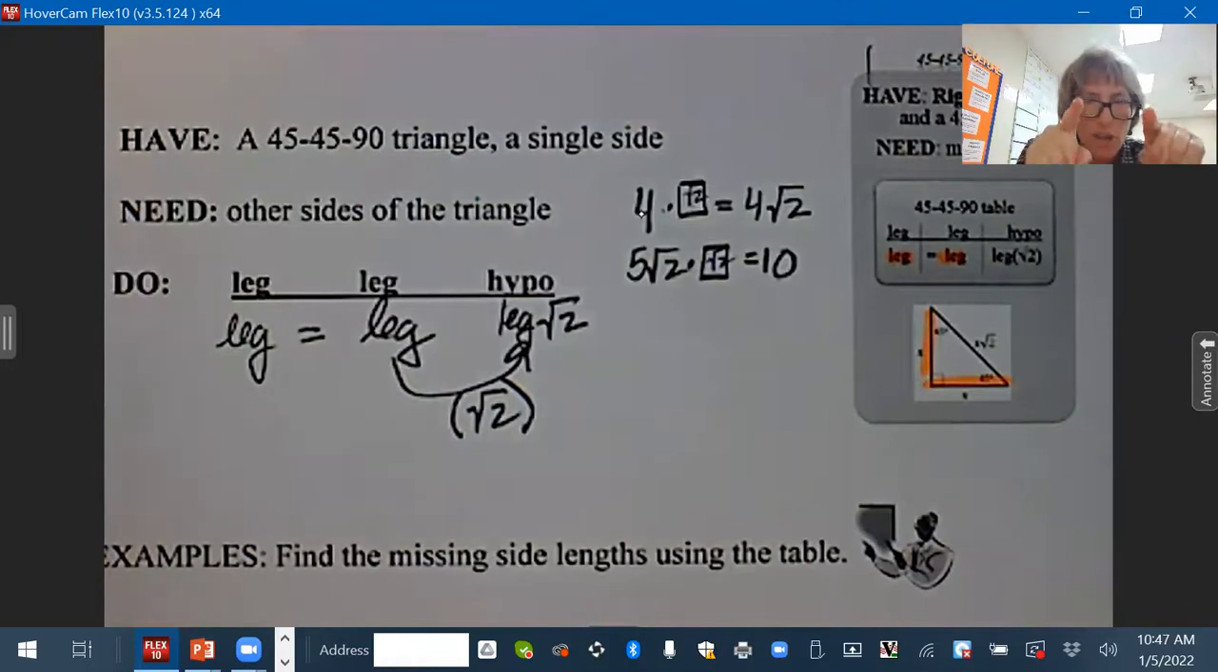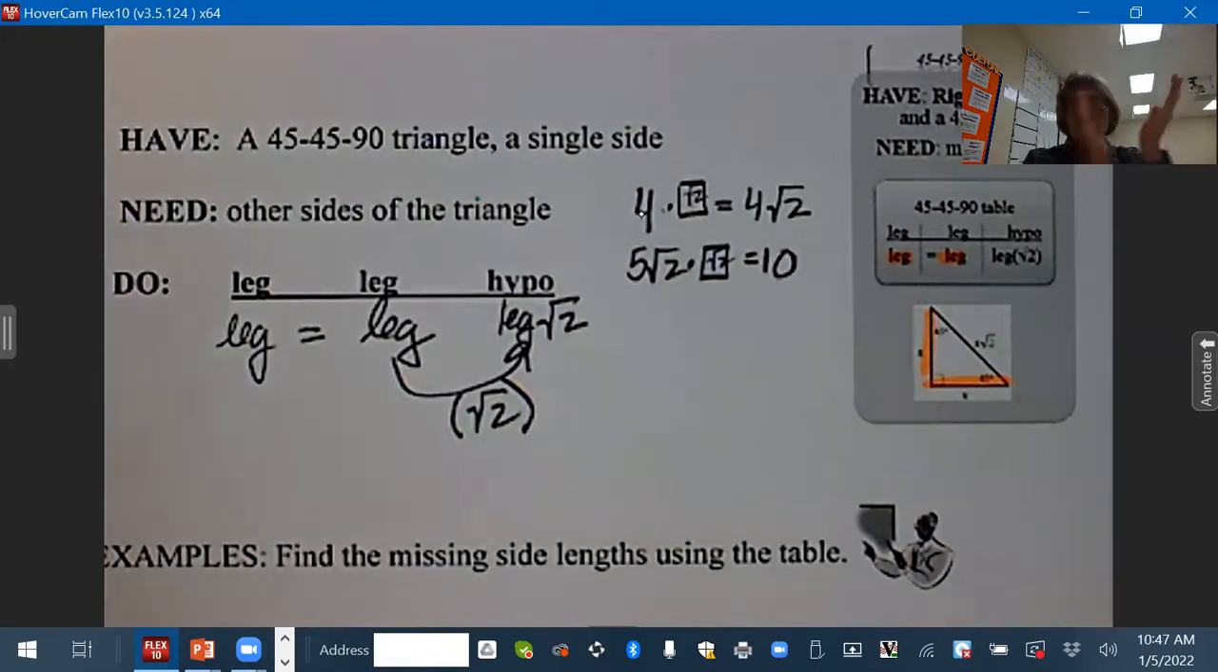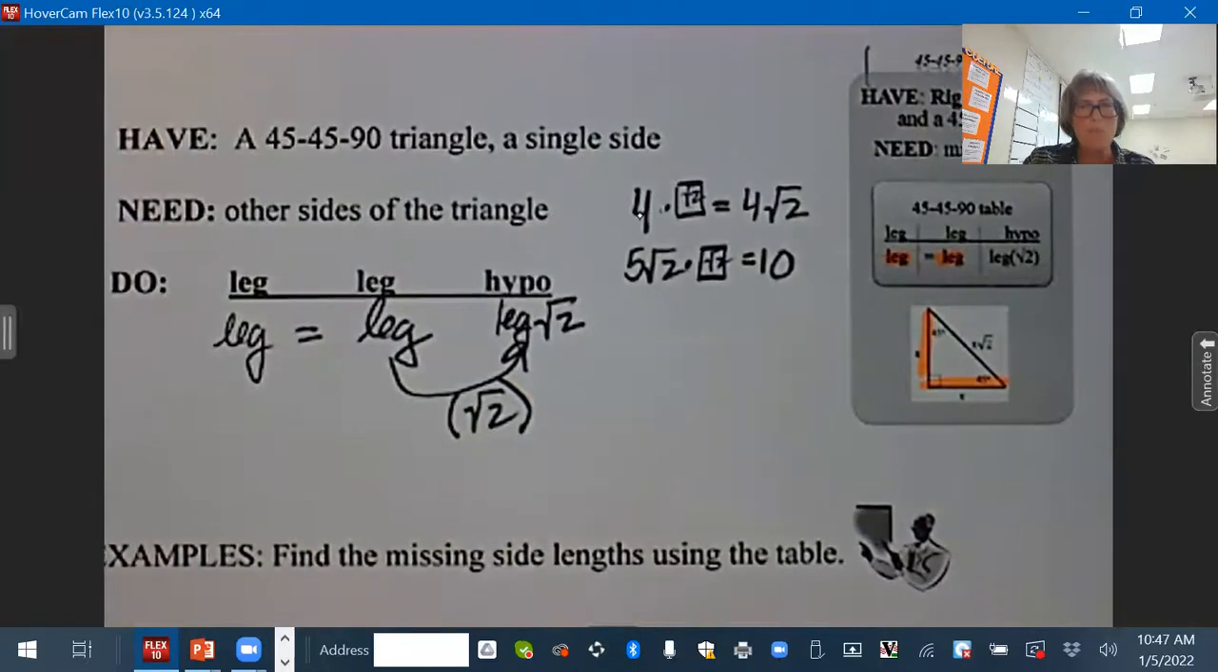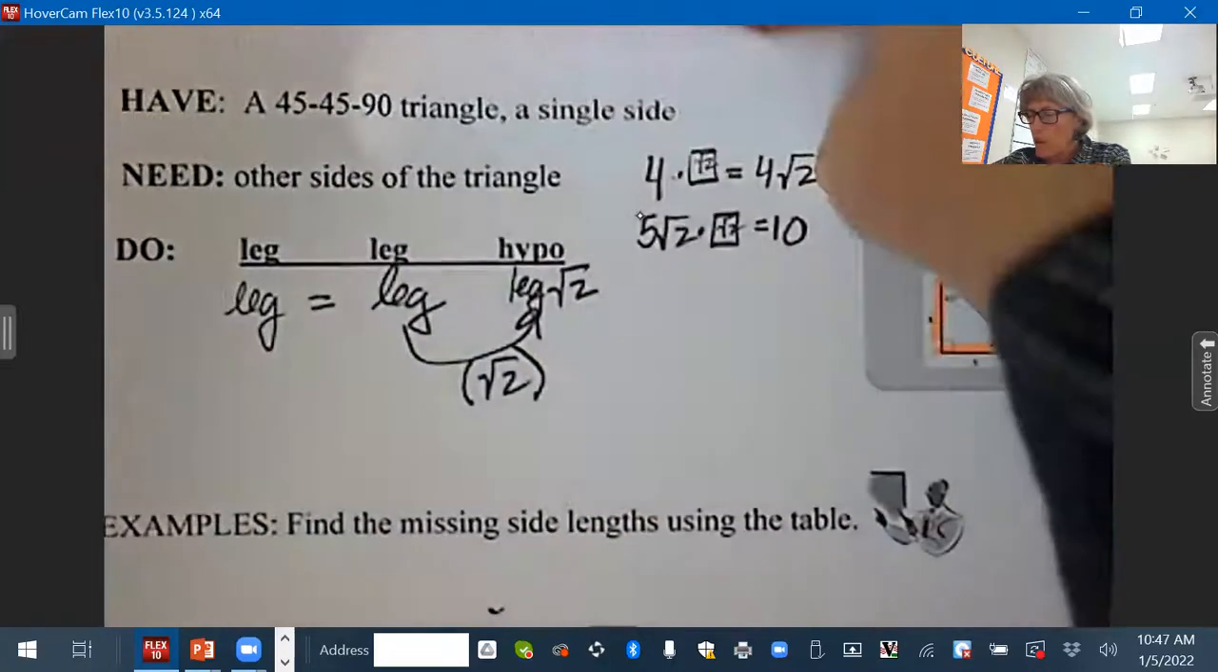Now that you got over the shock of a teacher chanting something, you're going to join me. Ready? Join me. 45, 45, 90, leg, leg, leg root 2. Again, 45, 45, 90, leg, leg, leg root 2. Many of you can get a lot better beat going on there, but it's the basic idea.